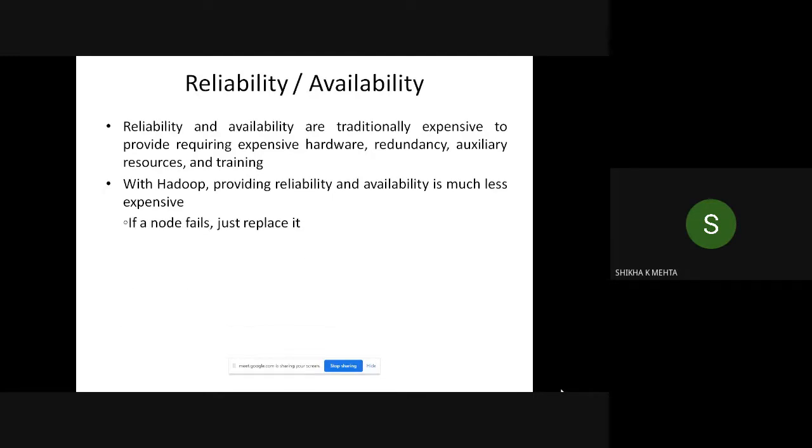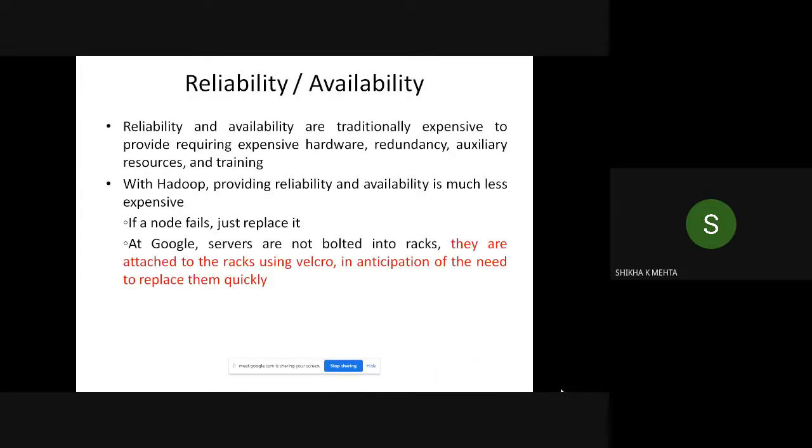So what is reliability? Reliability is like we are running a system and it will not fail. And even if it fails, what are we going to do? Right? So we have seen in these data centers, all these nodes are placed very close to each other. And if a node fails, just replace it, one of the options. At Google, the servers are not bolted. So that means they have not bolted the servers permanently into the racks. They are just attached with the help of Velcro in anticipation that in case one of the servers fails, they can replace it quickly.